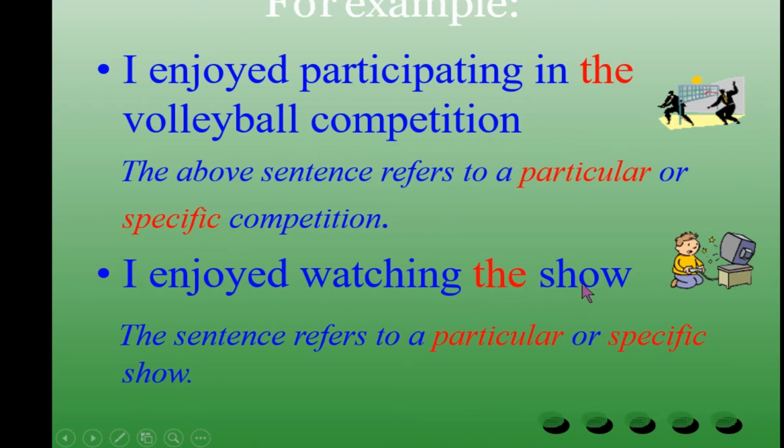I enjoy watching the show. Yes, the show. You see, he enjoys watching the show. It means that it is really specific about what kind of video, what kind of movie he likes. The sentence refers to a particular, specific show, so he knows the characters, he understands the meaning, he understands the sense, from first until end.